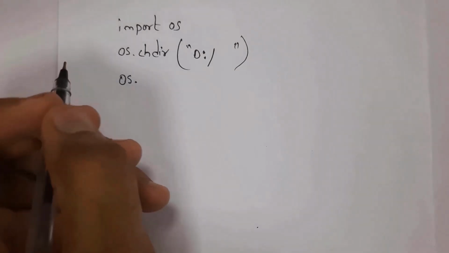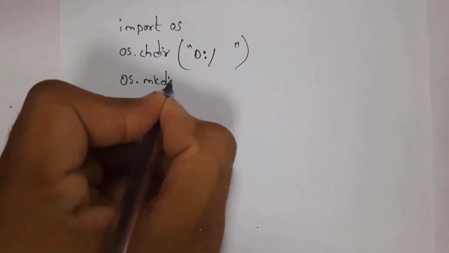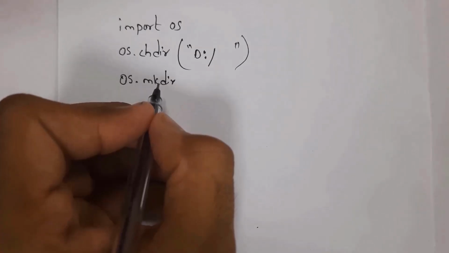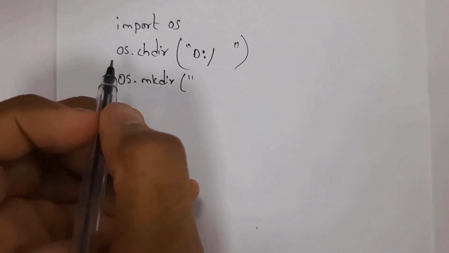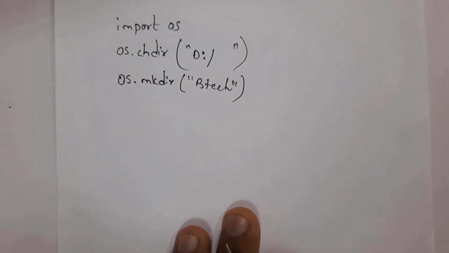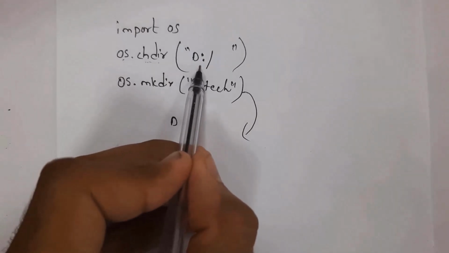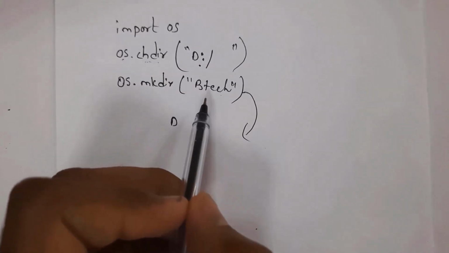For example, I want to create one folder. So just write here os dot. By using the mkdir function, you can create a folder. That is nothing but make directory. The folder name is Btech, so just write here Btech. I did not give any location, I just gave the folder name Btech. Because I changed location to local disk D, it will create the Btech folder in local disk D.